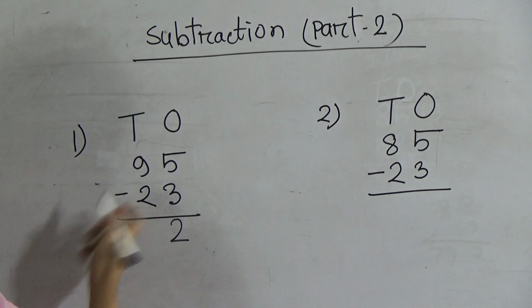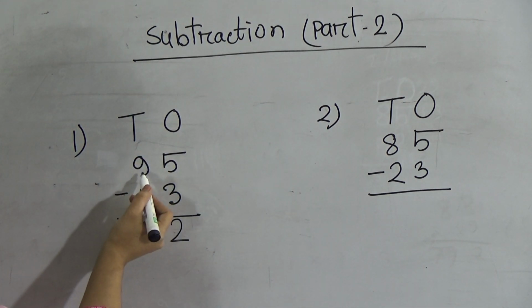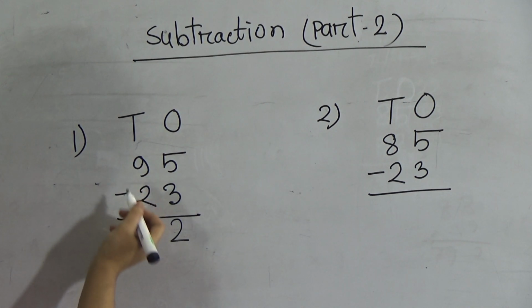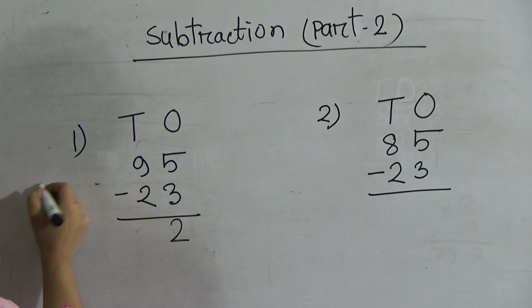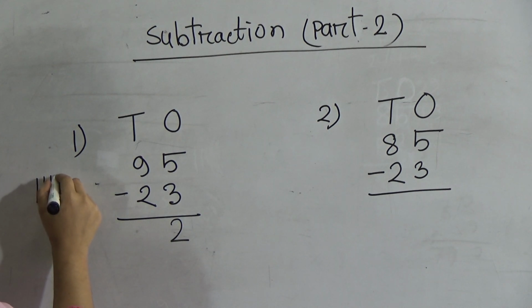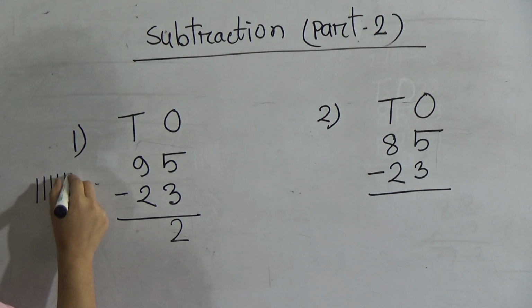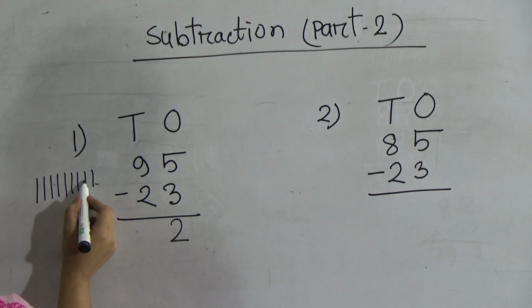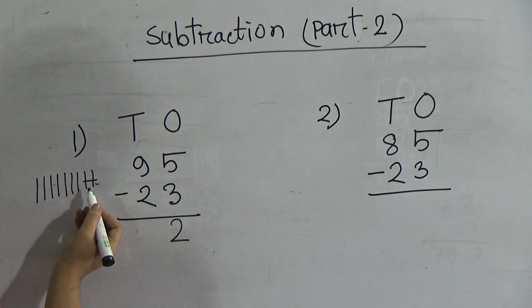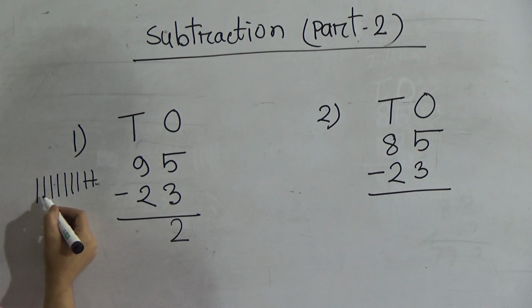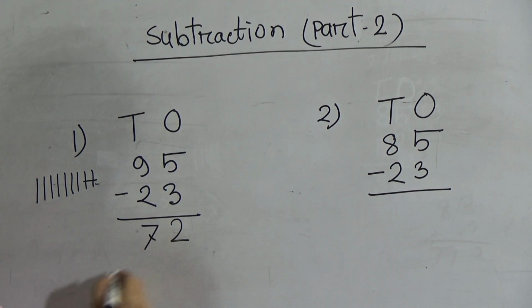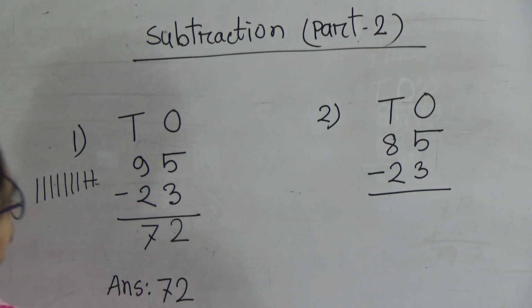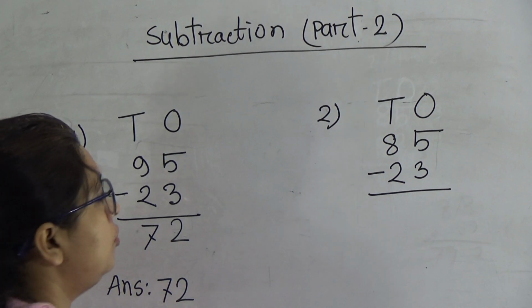Okay, then remove. Here our tens place 9 and 2. So you have to subtract 2 from 9. Now you have 9 sticks. 1, 2, 3, 4, 5, 6, 7, 8, 9. Now you remove or cross out 2 sticks. 2 sticks I cross out. Then how many sticks you have left? 1, 2, 3, 4, 5, 6, 7. Right here 7. Our answer is 72.